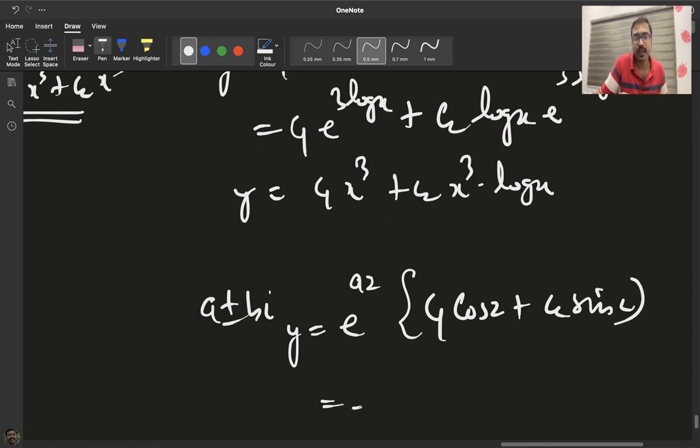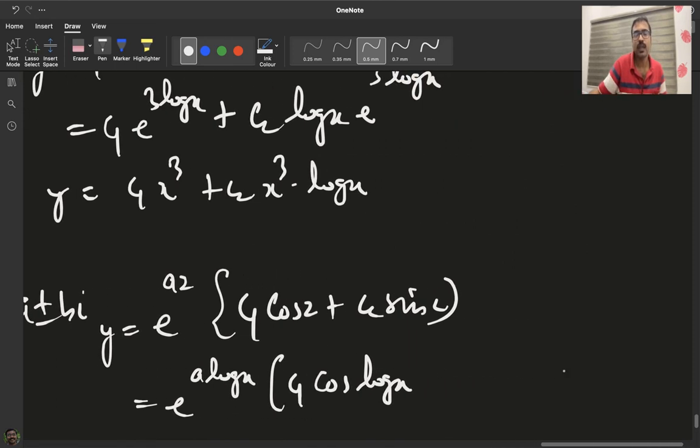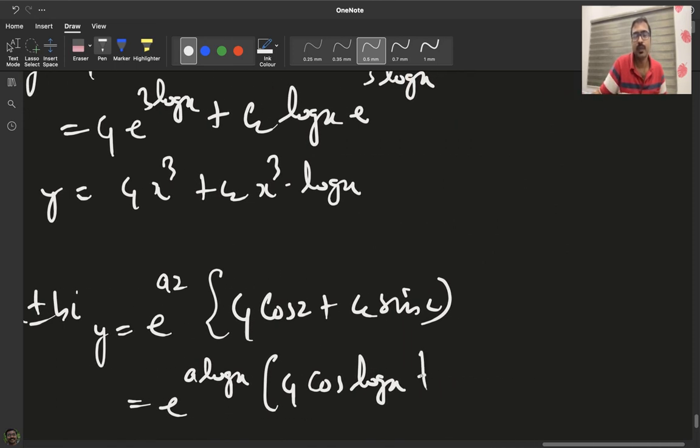Now that will be simply e raised to log x, into c1 cos, with the term log x inside cos. You can't do anything, you can just keep it like that, again plus c2 sin log x. So that will be the case of complex roots also. So I hope it is clear.